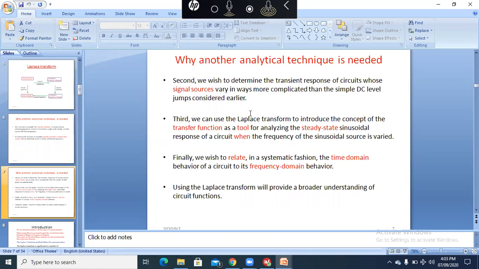So when we have a DC source, we do not have a complicated response of the circuit, but if we have signal sources which vary in ways which are more complicated, then we wish to determine the transient response of the circuit.